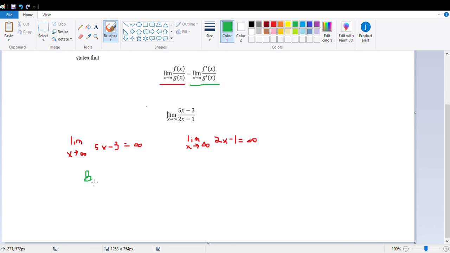Now you'll see the word L'Hopital written with or without the S. It looks like La Hospitals, but it's pronounced L'Hopital's. So I'll just say by L'Hopital's.